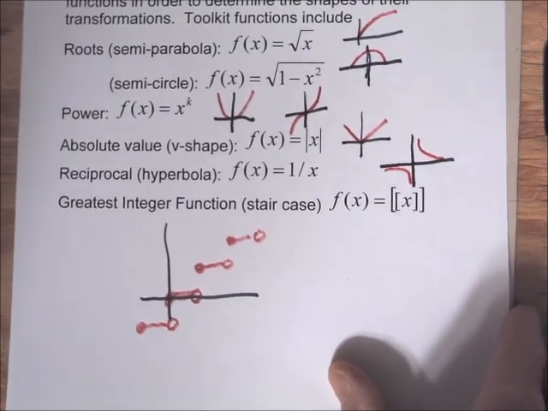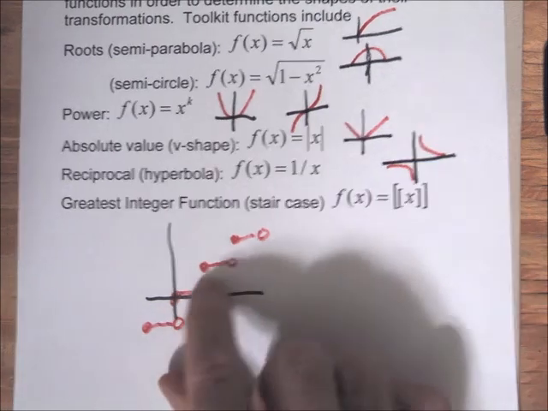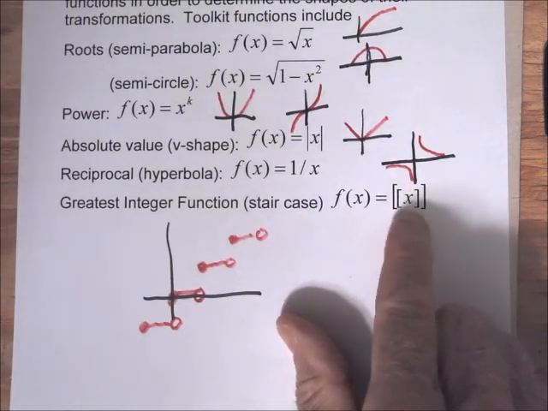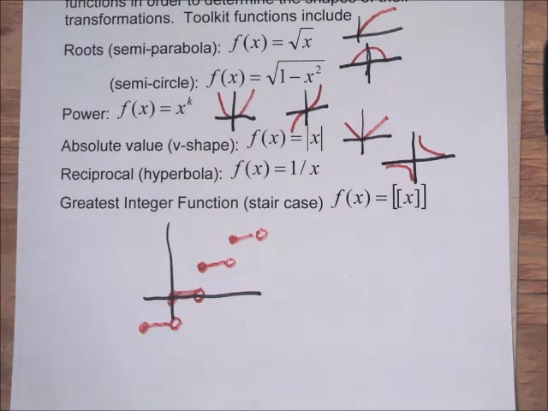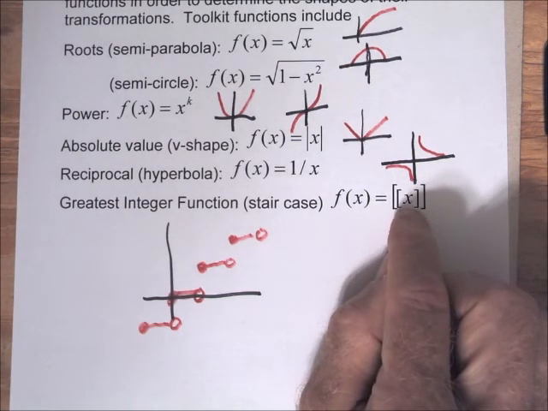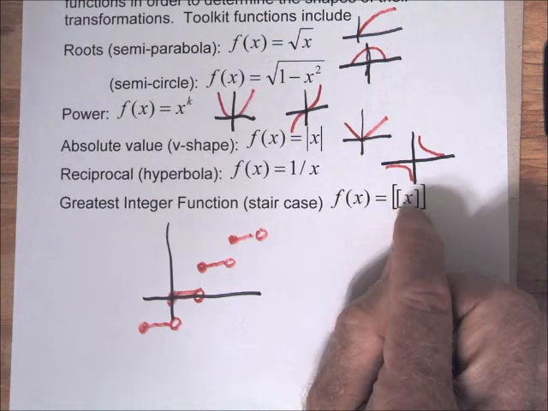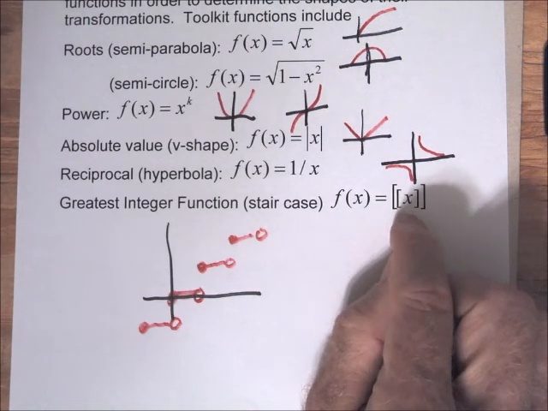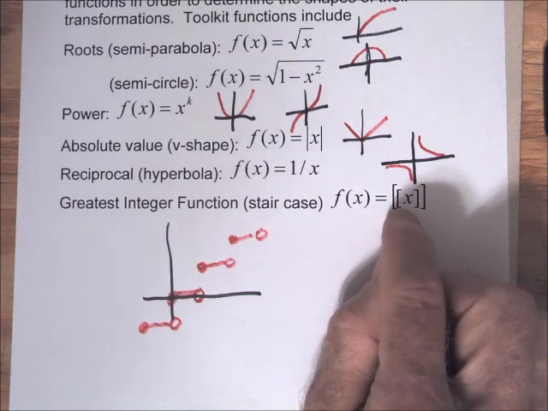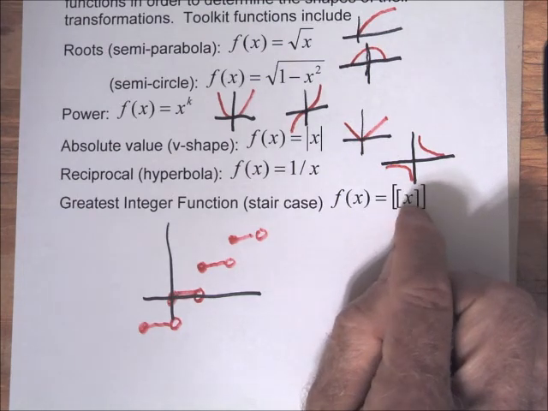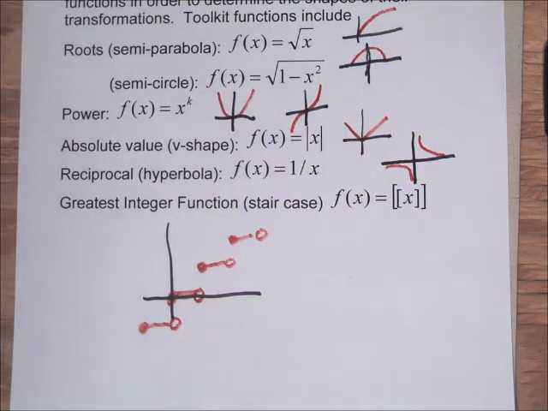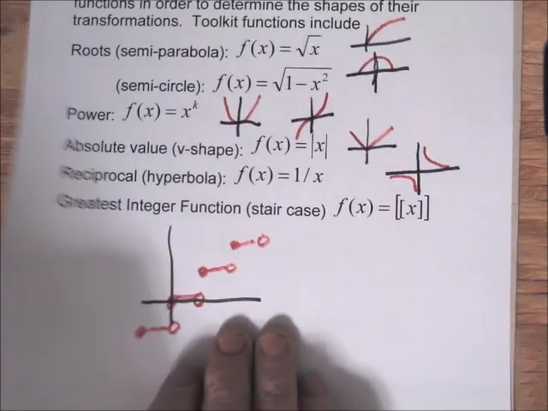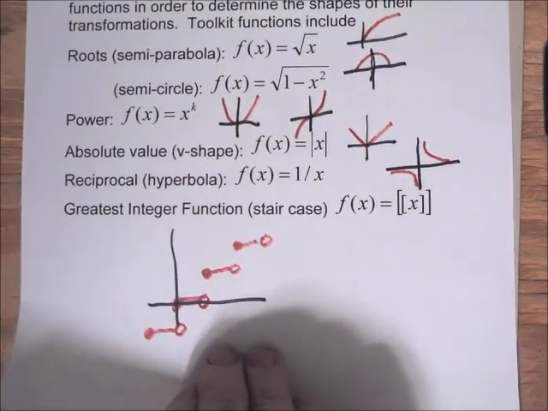So the postal rate would be a transformation of the greatest integer function. The generic function would be the greatest integer less than or equal to x. So for example, the greatest integer less than or equal to 3.7 would be 3, or the greatest integer less than or equal to 3.9 would be 3. But as soon as you get to 4, the greatest integer less than or equal to 4, the value jumps up to 4. So the postal rates would be a transformation of the generic greatest integer function.